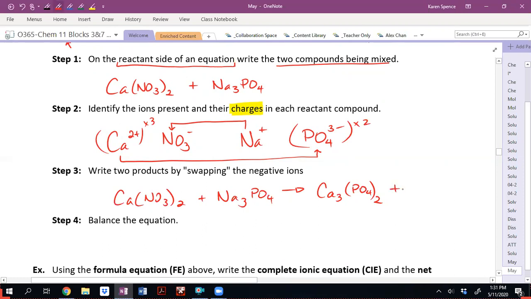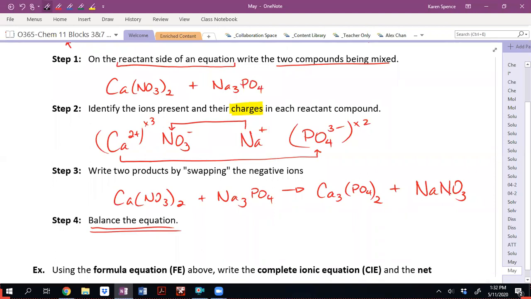Okay, and then our next thing we're going to have is sodium is going to go with nitrate. Na is +1, NO3 is -1, so we just need one of each. NaNO3. And then our last thing we're going to do is we're going to balance the equation.